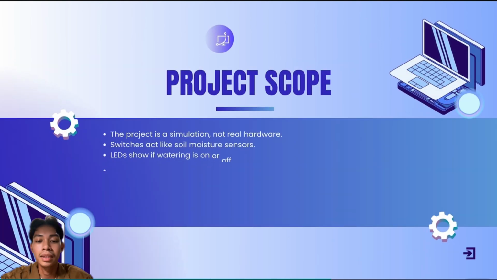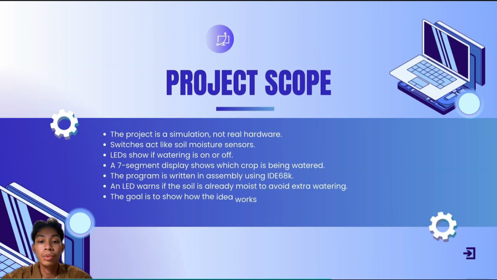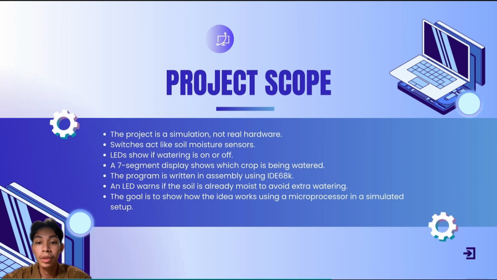Next, the project scope. The project scope is a simulation rather than a real hardware implementation. In this setup, switches are used to represent the soil moisture sensor, while LEDs indicate whether watering is active or not, in other words on or off. A 7-segment display is used to show which crop is currently being watered. The program controlling the system is written in assembly language using the IDE 68K development environment.